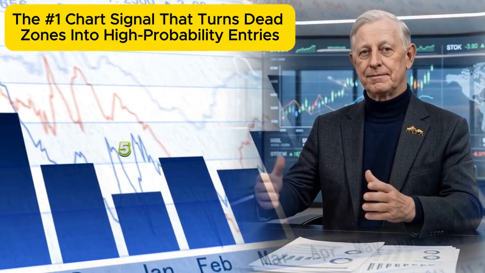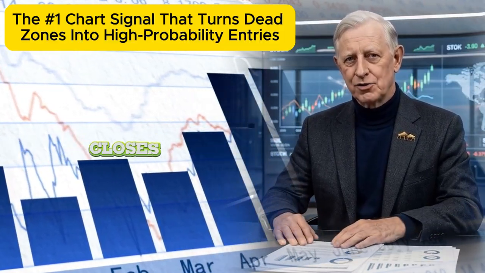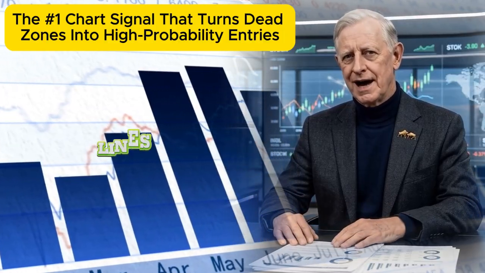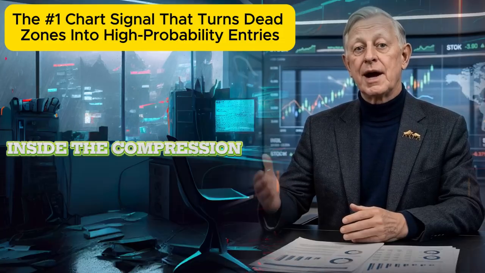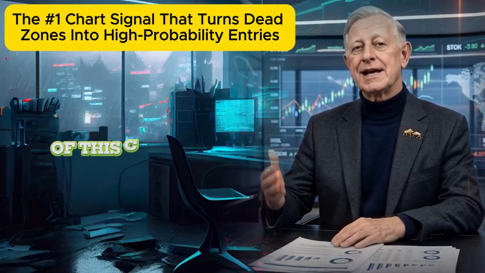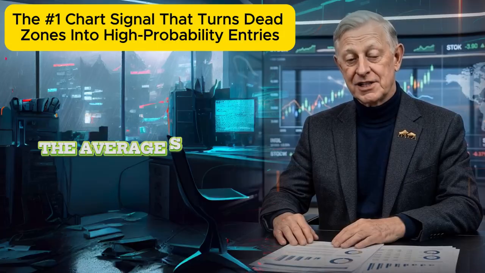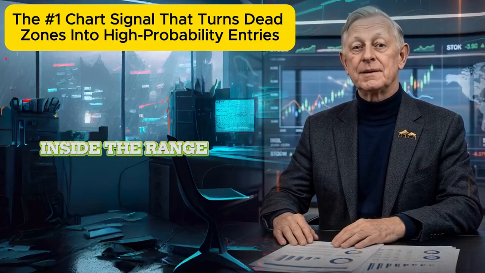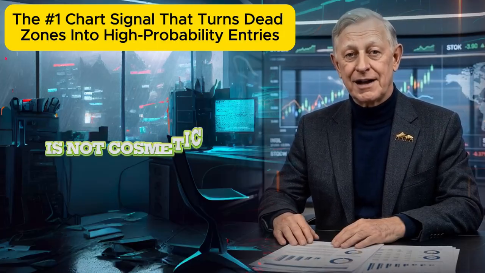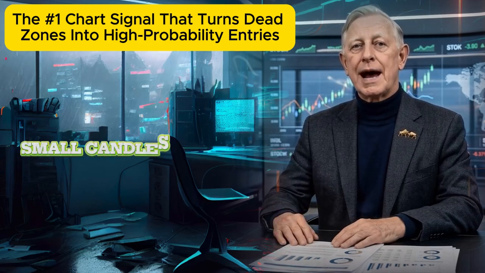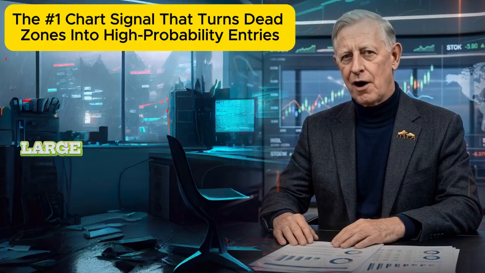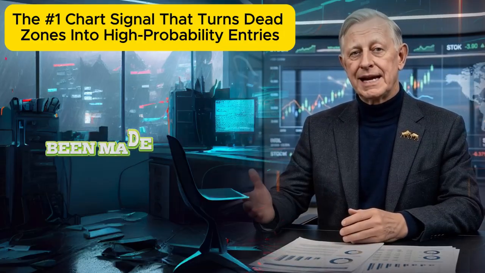Step 5. Wait for a breakout candle that closes clearly beyond one of your trigger lines and is visibly larger than the candles that formed inside the compression zone. The body of this candle should be at least twice the average size of the bodies inside the range. This size difference is not cosmetic. It is the market's way of showing conviction. Small candles show indecision. Large candles show a decision has been made.